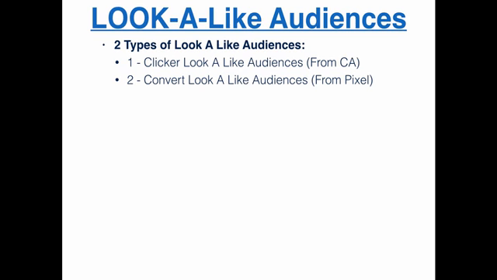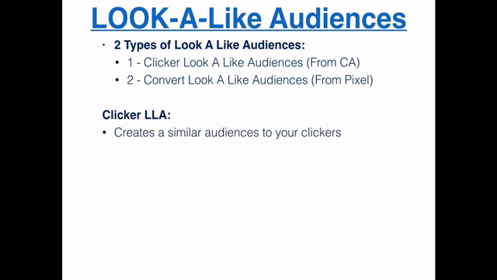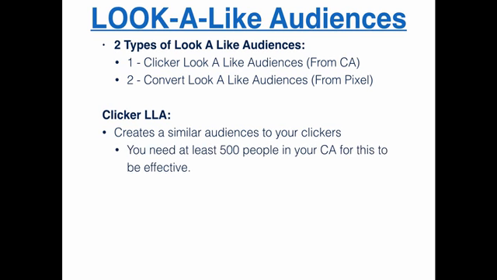All right, so let's go deeper into clicker lookalike audiences, okay? So the first thing you need to know is that it creates a similar audience to your clickers, to your previous clickers. So if you have like 10,000 clickers on an ad, it's going to look at what all of those clickers have in common, what interest, what age, what gender, and it's going to create you a new audience from all of that data.